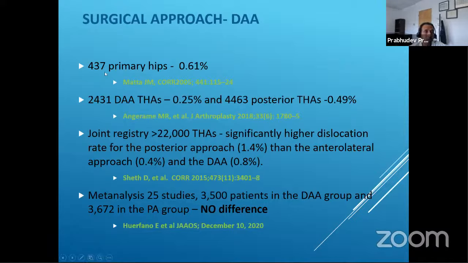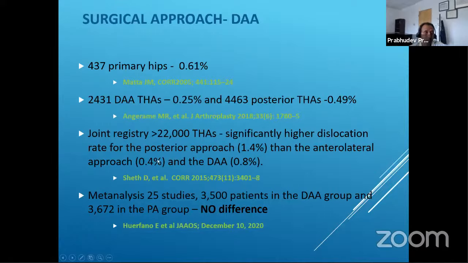Matta and his colleagues reported on 437 primary hips. They report a 0.61% dislocation rate. This study in Journal of Arthroplasty, including 2,400 direct anterior approach hips and 4,400 posterior approach hips, demonstrated 0.25% risk of dislocation with direct anterior approach and almost 0.5%, which is twice the incidence, in posterior approach.